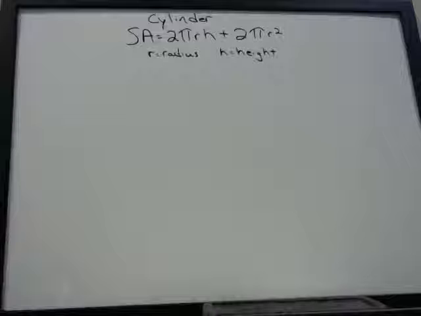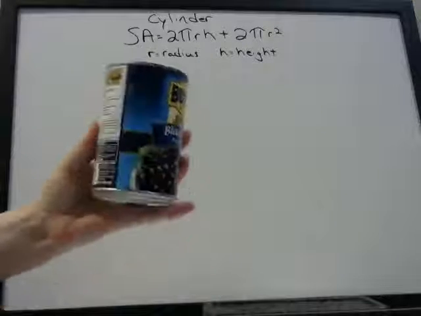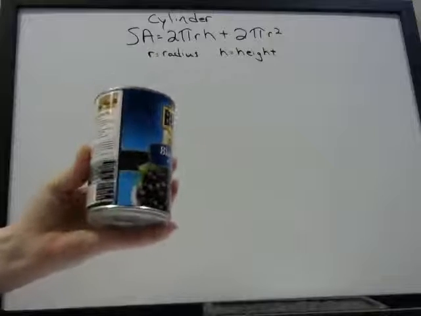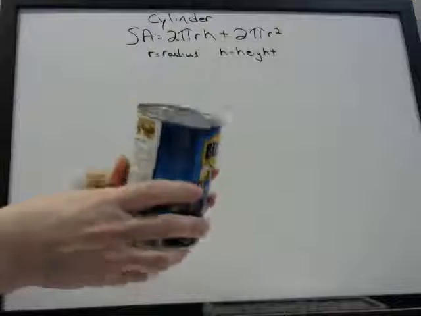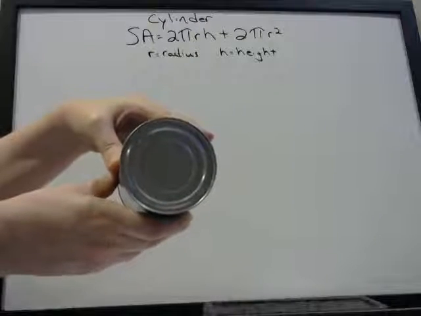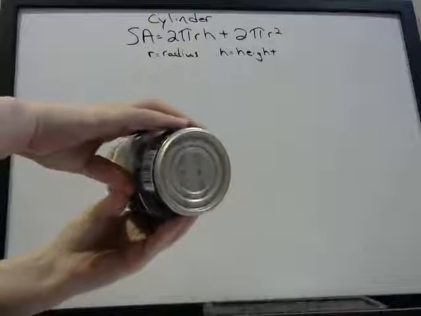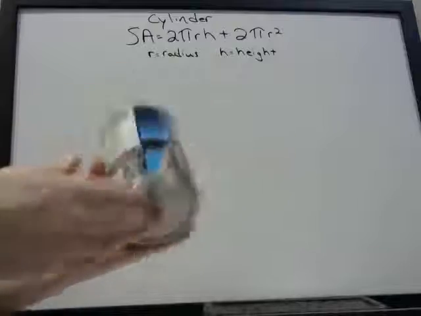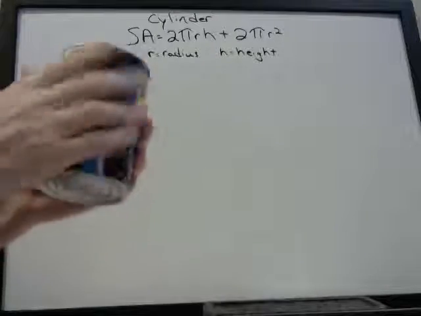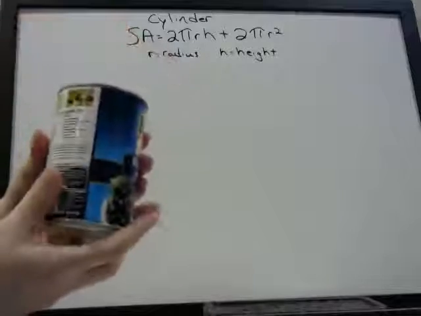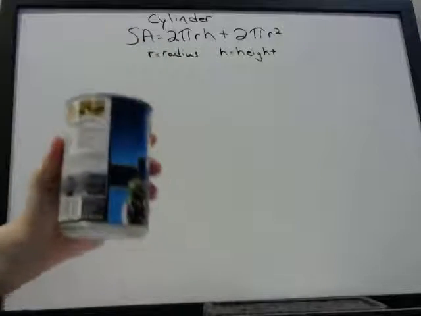A cylinder is really, you can think of it as a can. So here's a can, just a can of beans, but this is in the shape of a cylinder. You can see on the top is a circle. On the bottom is also a circle. These two circles are the same as far as area goes. And then you have this curved area all around it. That's what a cylinder is.